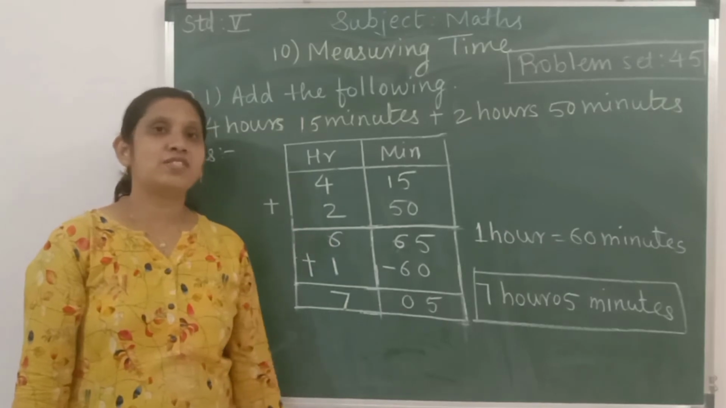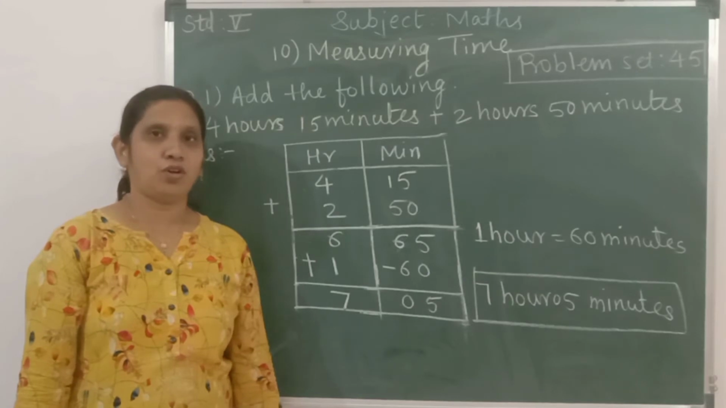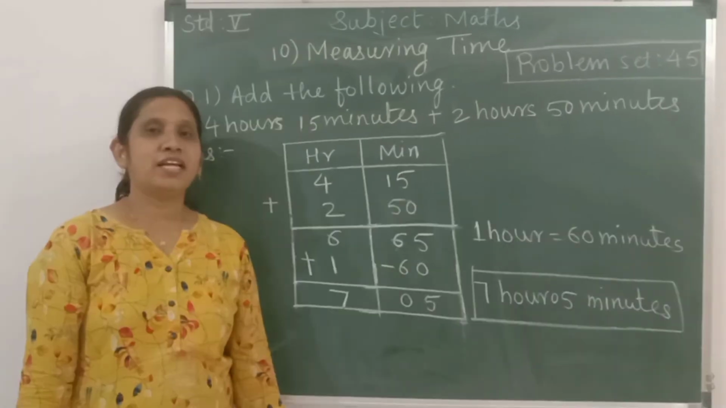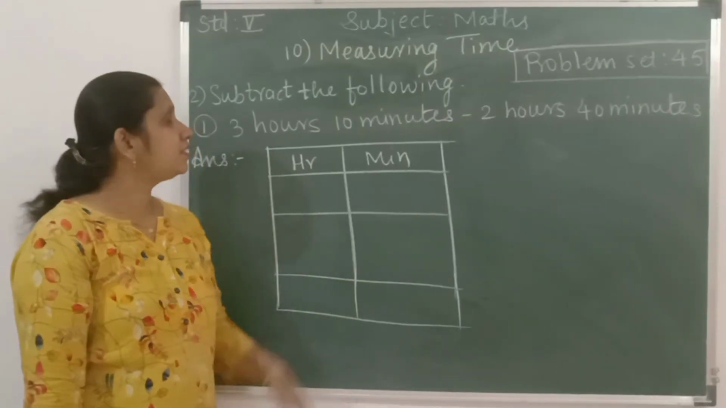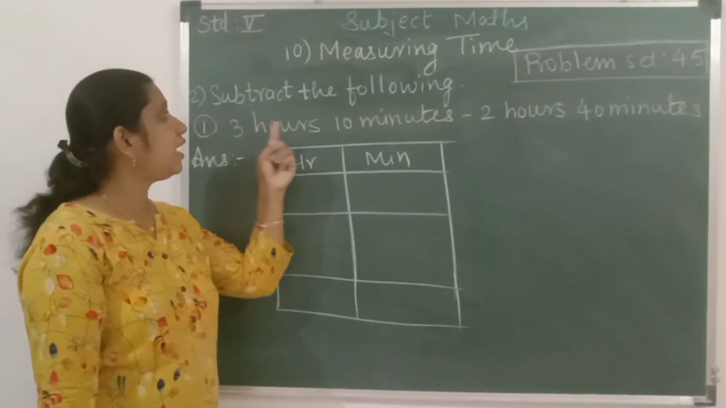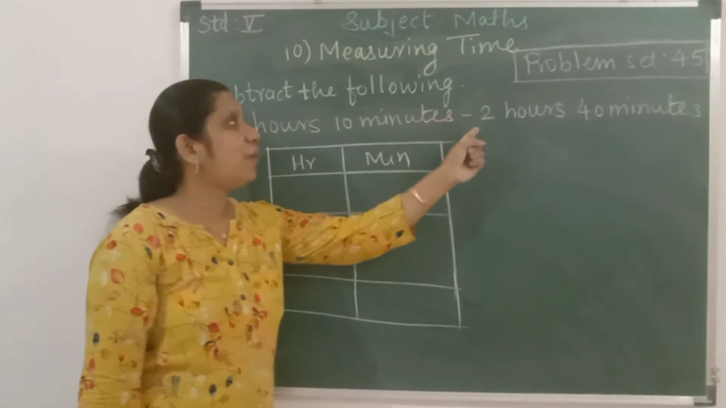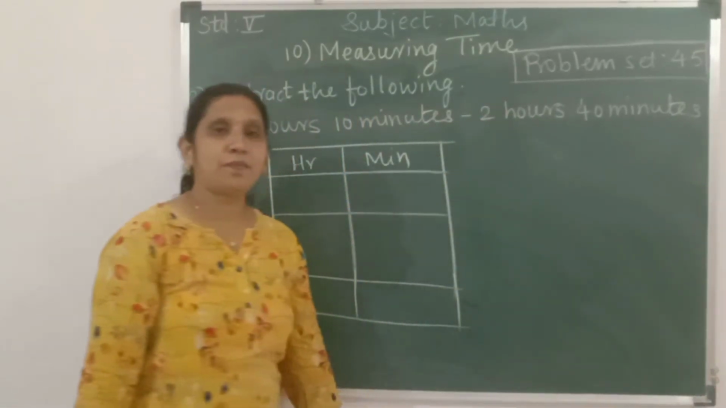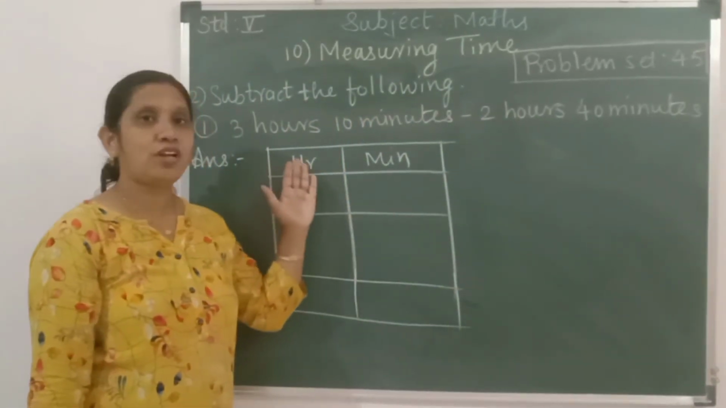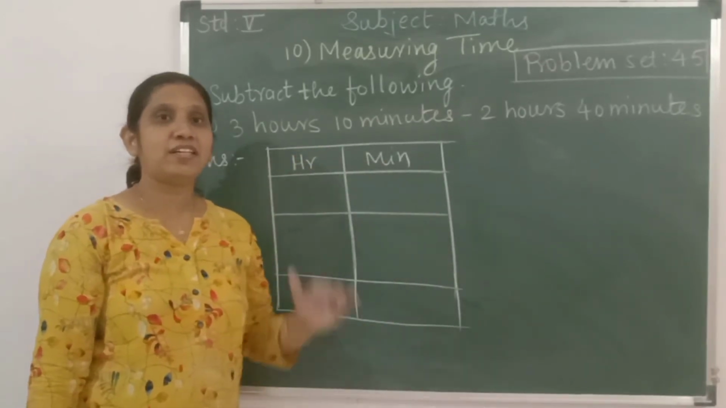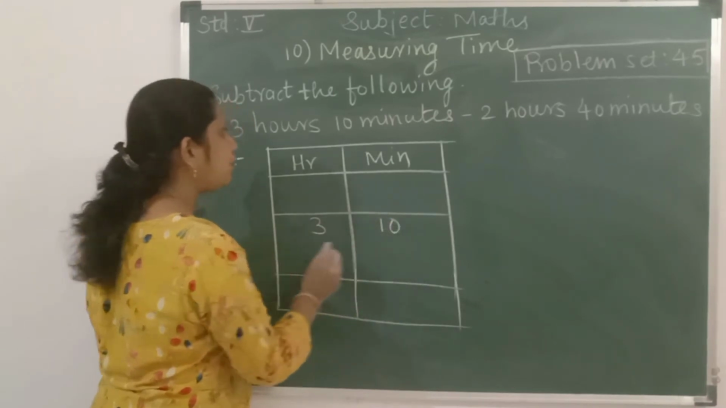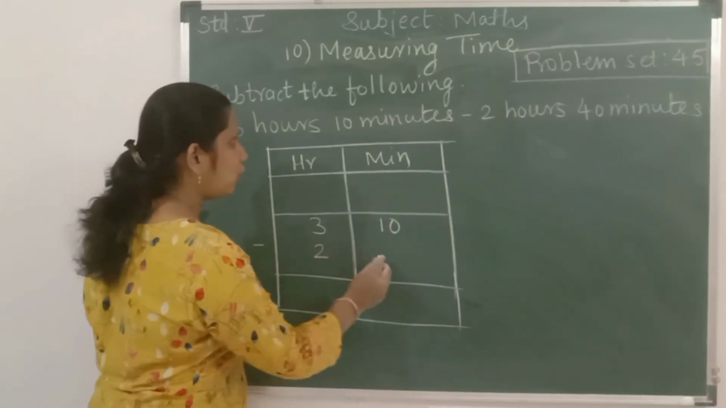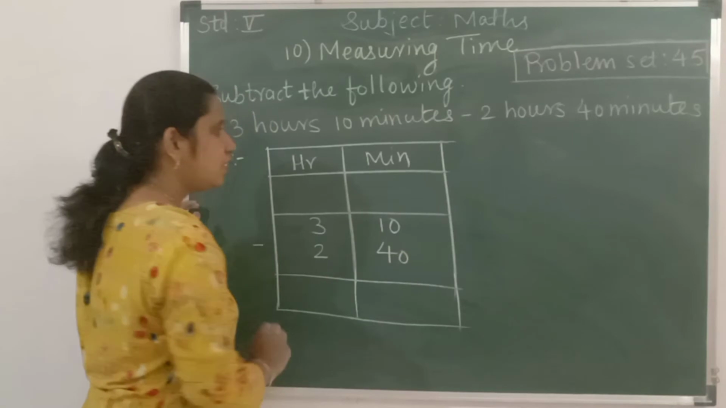Okay. Now we'll solve question number 2, which is subtract the following. Okay. So let's start solving question number 2. Student, let us see the sum number 1. 3 hours 10 minutes minus 2 hours 45 minutes. I have drawn again two columns, hours and minutes. So let us write numbers in the appropriate column. 3 hours 10 minutes minus 2 hours 40 minutes.